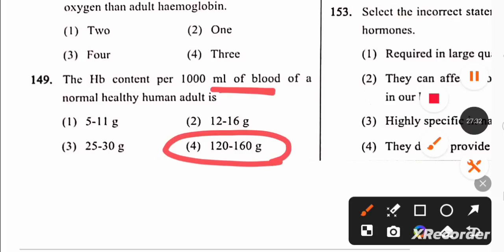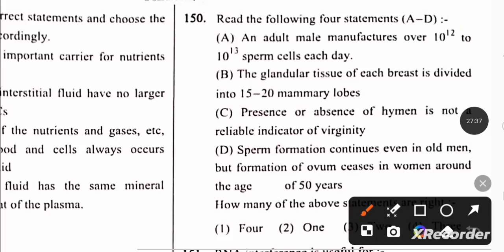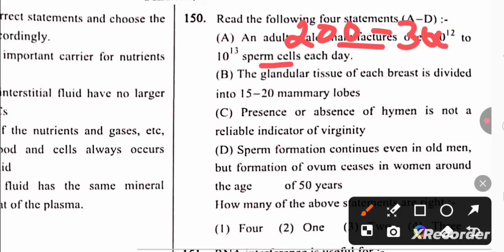Read the following four statements A to D. An adult male manufactures around 10 raised to power 12 to 10 raised to power 13 sperms each day. But in NCERT it has been given that a male can manufacture around 200 to 300 million sperms per day. So this is a wrong statement.